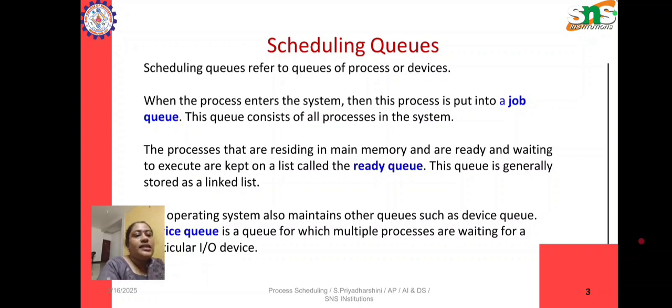The processes that are residing in main memory and are ready and waiting to execute are kept in the queue called the ready queue. This queue is generally stored as a linked list. Another queue is called the device queue, in which the operating system maintains the set of all devices. Here it consists of multiple processes waiting for a particular input-output device.